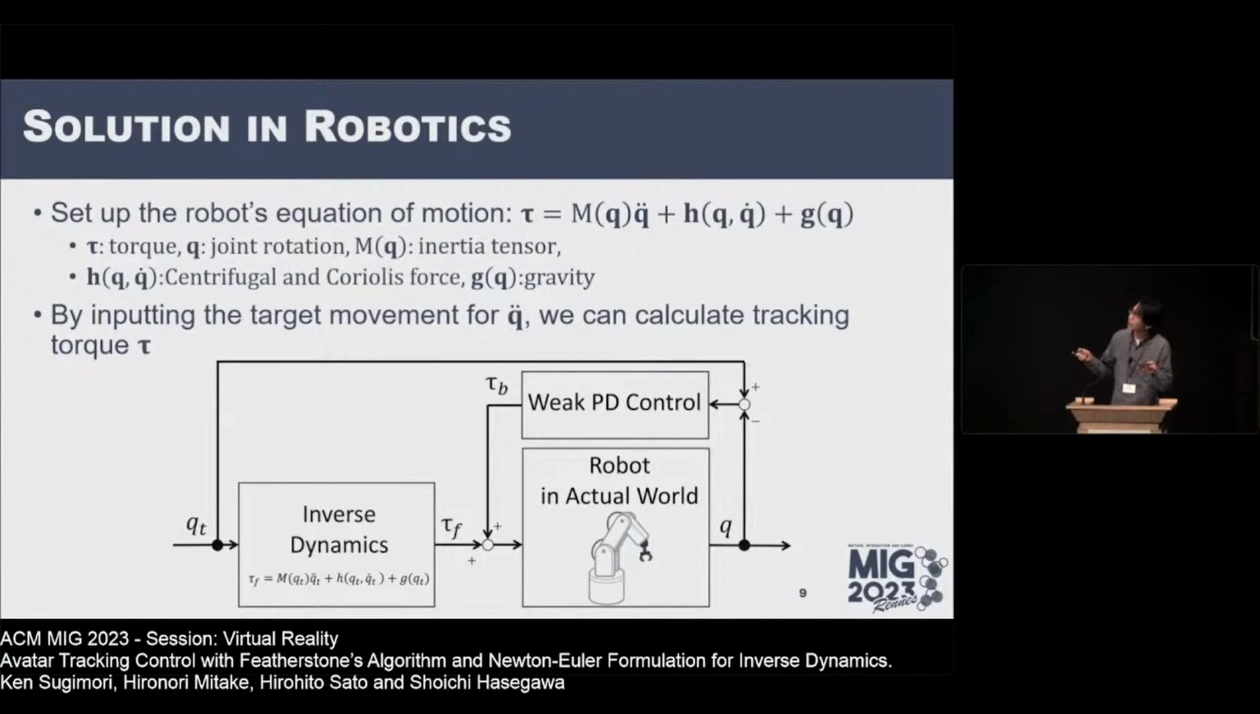In the field of robotics, there are ways to solve tracking delay and overshoot. The procedure is first to set up a robot's equation of motion. Tau is torque, and q is joint rotation. Then, by inputting the target movement for q dot dot, we can calculate tracking torque. Calculating the tracking torque is called inverse dynamics. This figure is the flow. Inverse dynamics calculates the tracking torque tau f, and the system adds tau f to a robot whose joints are weak PD controlled.